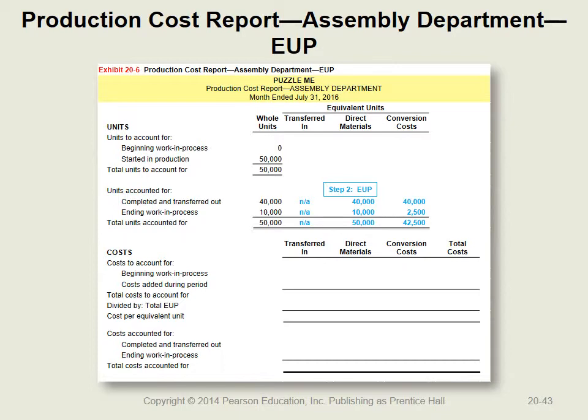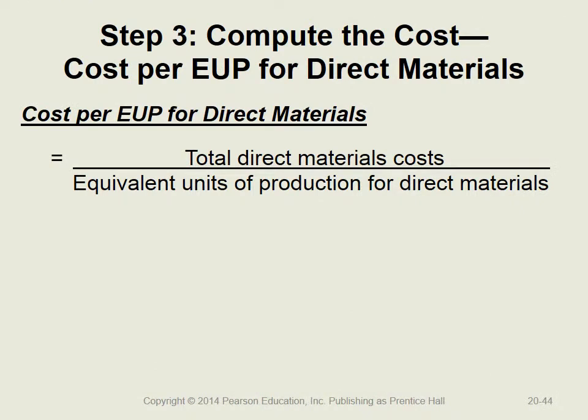Now that we have completed the units section of the report, it is time to complete the cost section. Step 3 is to compute the cost per equivalent unit of production. Separate computations are required for direct materials and conversion costs. We need to take the total direct materials cost and divide by the equivalent units of production for direct materials.